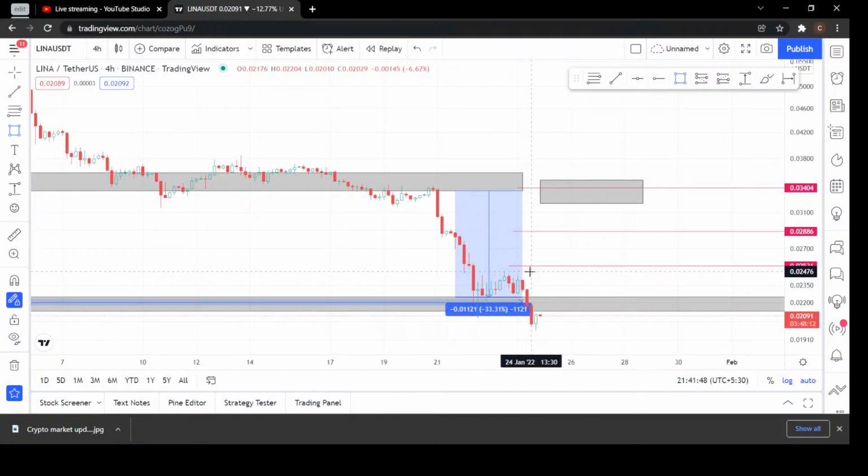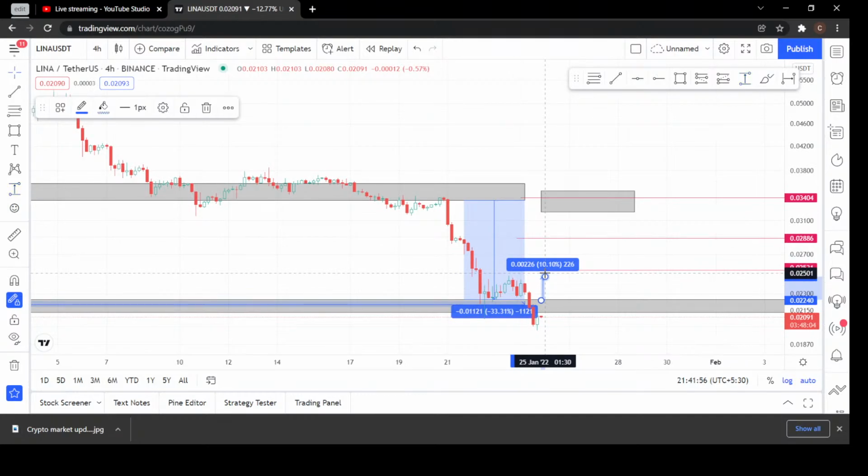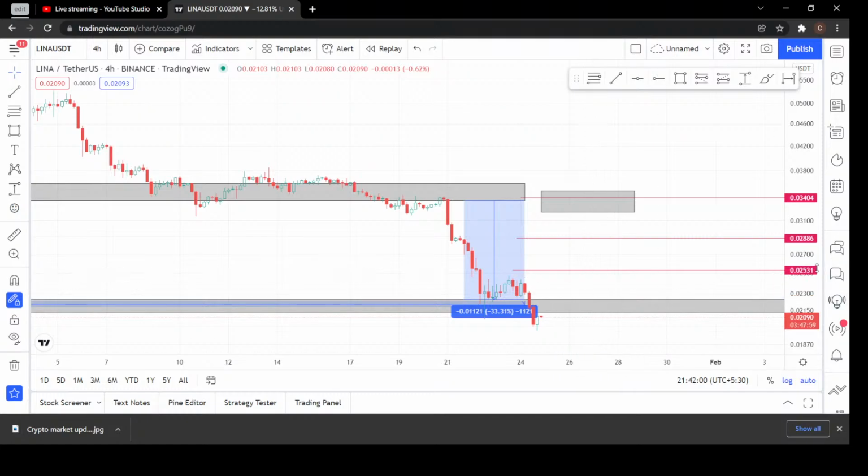So from here, we did pump a little bit. How much is a little bit here? You will see this is just a pump of 10%. Some people will say 10% is less. Some people will say 10% is no. Right now, what is simply happening is we are going to be rejected more.